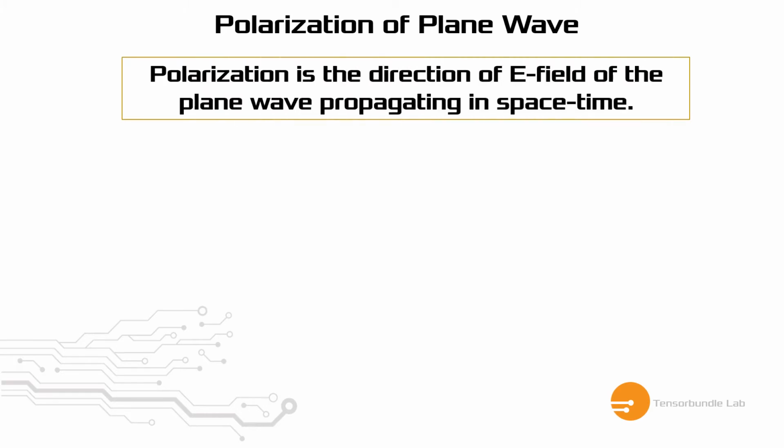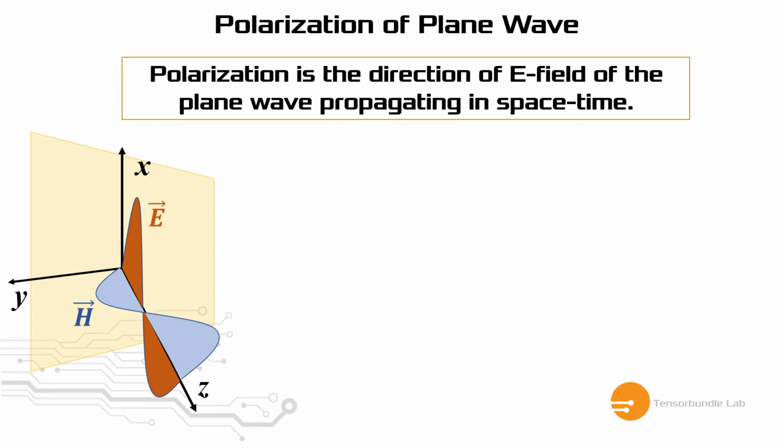Basically, this is the direction of the electric field of the plane wave, which is propagating in space and time. For example, for the first case, if we observe the orientation of the E field and H field, then the E field is oscillating along the x-axis. It's pretty clear, right? So in this sense, we say the plane wave is polarized along the x-axis, because the E field is oscillating along the x-axis. So it's basically a vertically polarized plane wave.